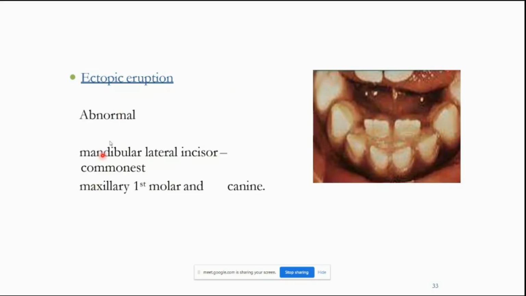There's something called ectopic eruption, which means that the tooth has erupted in an abnormal position, not in its own position. Sometimes they erupt in the palate, sometimes in the alveolus, and here you can see that the permanent successors for incisors erupt lingually, but not so lingually. This is almost very close to your floor of the mouth. That is an abnormal position, and that's called ectopic eruption.